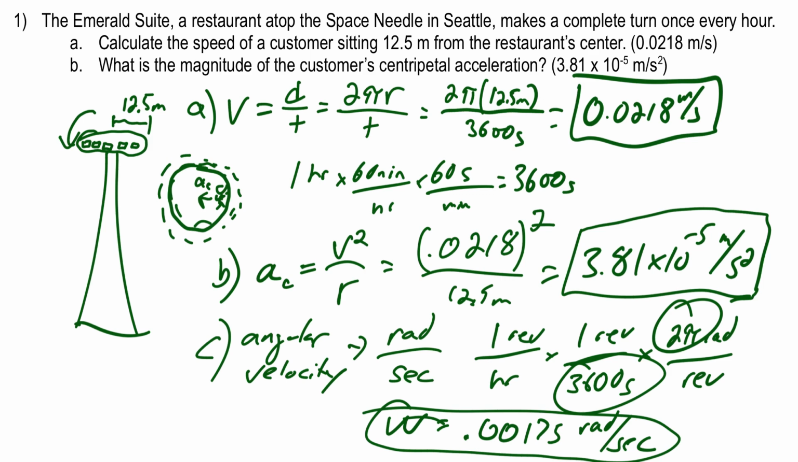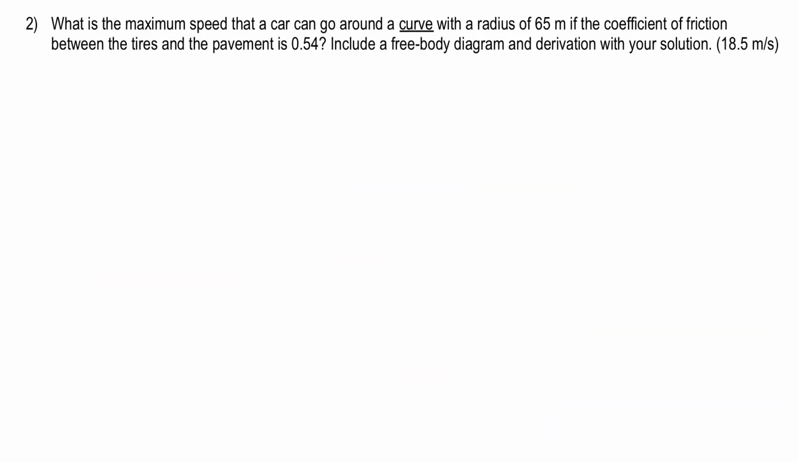All right, let's move on to the next one. In this question, we have a car, and we're going to round a curve. This curve has a radius of curvature of 65 meters. Now, in order for us to turn, there needs to be friction. That's actually what provides the centripetal force that keeps us in a circle.